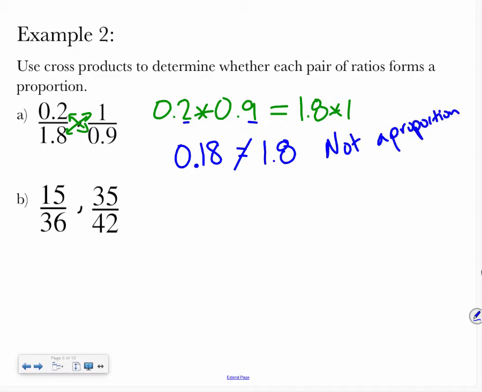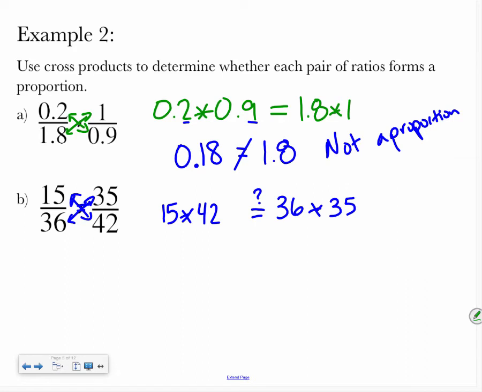So let's look at part B now. We have 15/36 and 35/42. We want to determine, do these two ratios form a proportion? Are they equal to each other? So we do our cross products again to see if they are equal. That means we have 15 times 42. Does that equal 36 times 35?